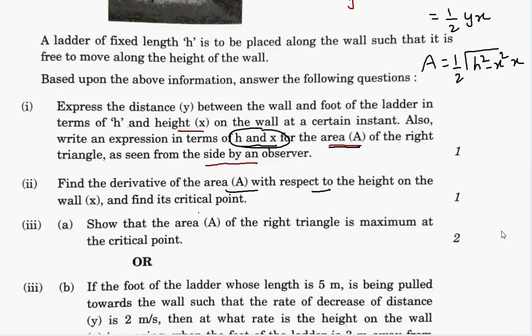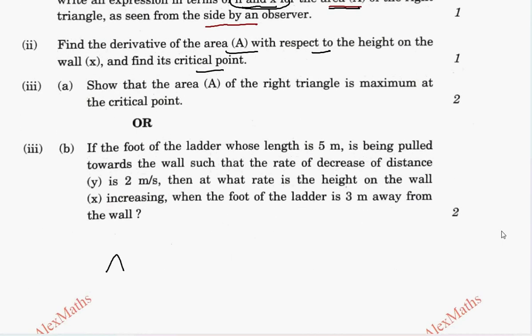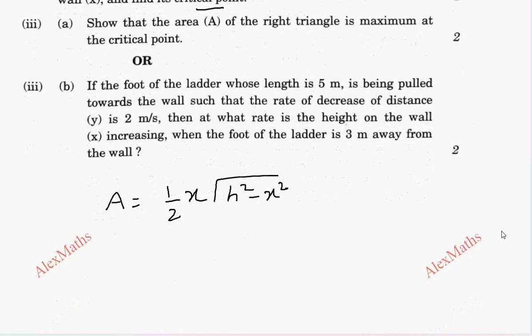Then coming to substitution 2, find the derivative of the area with respect to height on the wall. Find its critical point. So we copy this area here. So area equal to half, I take this x here, x root of h square minus x square. They are asking to find the derivative of the area with respect to height and find the critical point. So when we find A dash, we keep half outside. We have to follow the product rule.